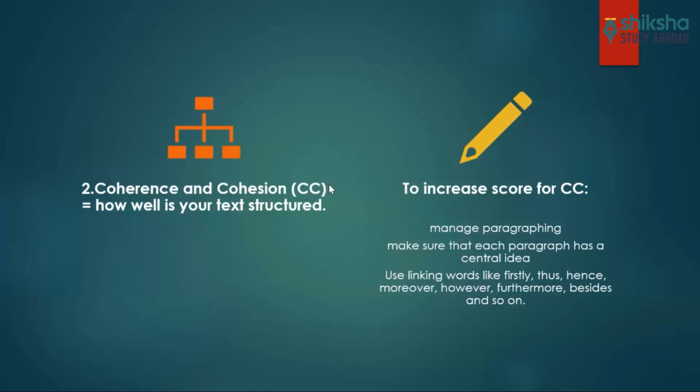Second is coherence and cohesion, also known as CC. What does it mean? How well is your text structured? So if you want to increase your score for CC, manage paragraphing. Make sure that each paragraph has a clear central idea. Use linking words like firstly, thus, hence, moreover, however, furthermore, besides, and so on.